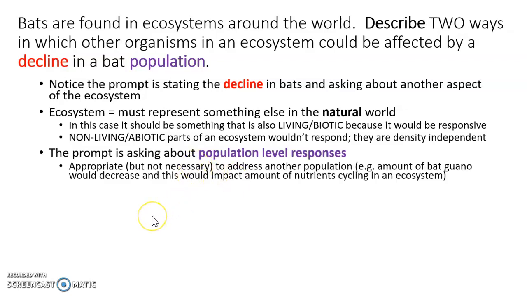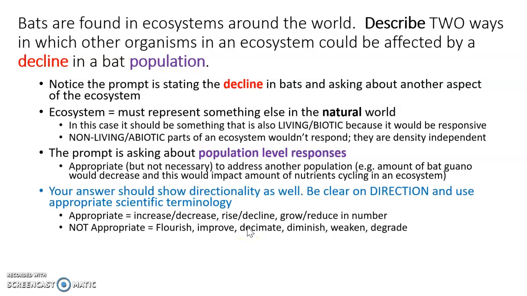The prompt is also asking about a population-level response. It's appropriate but not necessary to address another population. For example, we also know that if there's a decrease in the number of bats, we wouldn't have bats defecating as much, so there wouldn't be as much bat guano, and that could impact the amount of nutrient cycling in the ecosystem. That's pretty much the only example where you'd be able to connect it to something that was non-living. However, you should really shy away from that and go with another population level response.